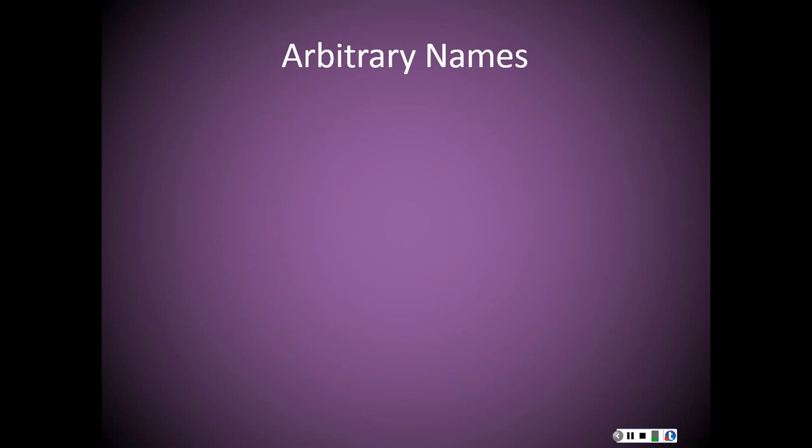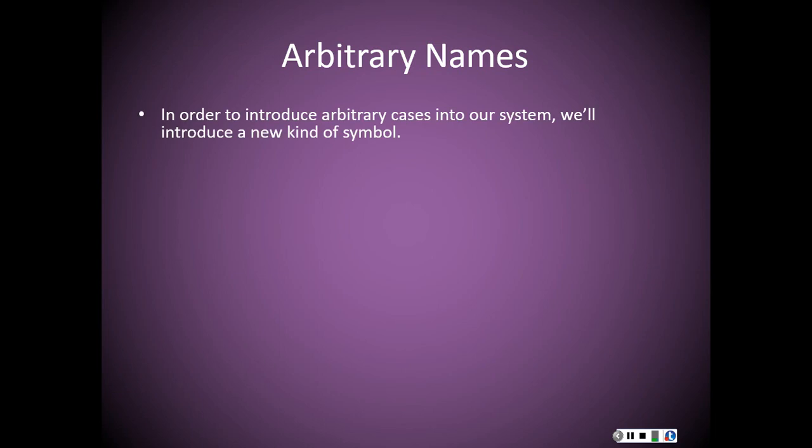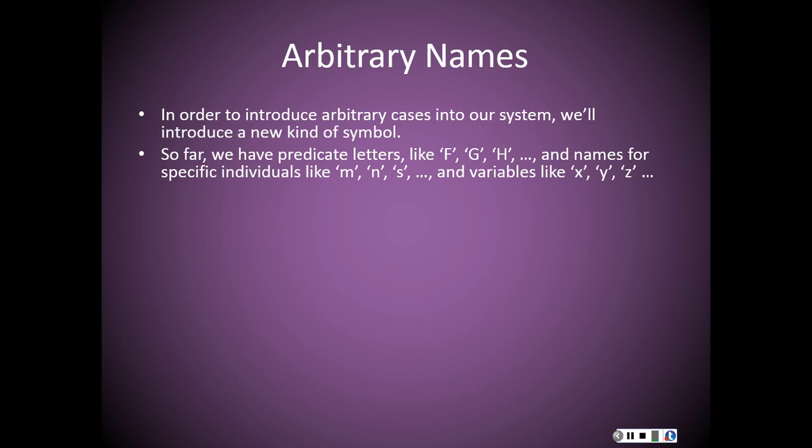Okay, but in order to do that, we have to have some way of referring to an arbitrary case in our proofs. And so we're going to introduce a new kind of symbol into our language that allows us to do that. So far, among the new symbols that we've introduced, we have predicate letters like F, G, H, these capital letters. We have names for specific individuals that come from the latter half of the alphabet like M, N, S, and so on. And then we have variables like X, Y, and Z.